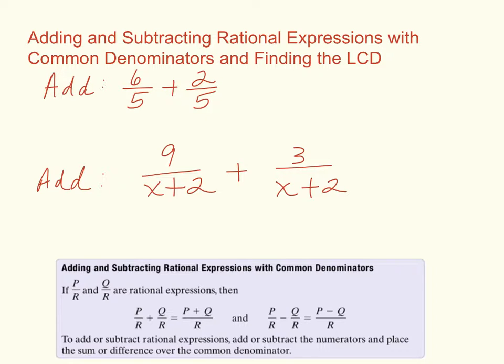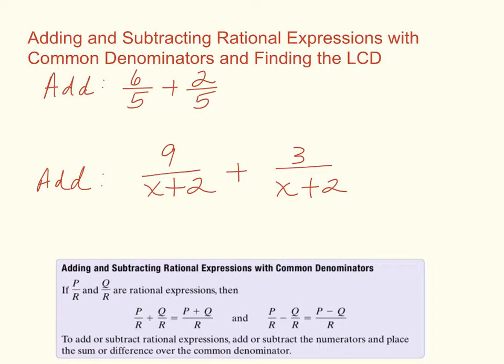So the rule is that you cannot even add or subtract fractions or rational expressions unless they have the same denominators. And in the case of them having the same denominator, you write your answer with that same common denominator, and you just add or subtract the numerators according to the operation that's given. Then you reduce it.